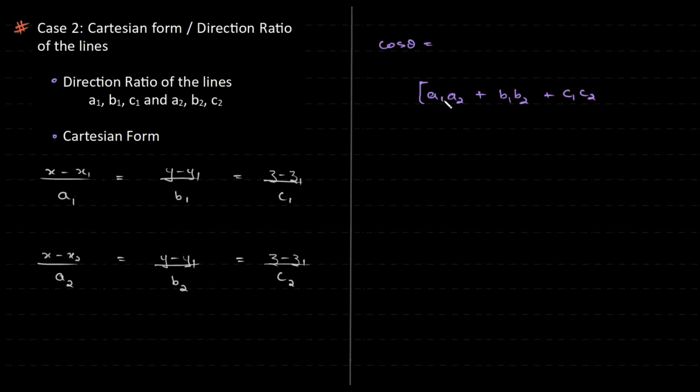Let me write the denominator over here: square root of A1 square plus B1 square plus C1 square, times square root of A2 square plus B2 square plus C2 square. Again, if you're fundamentally strong from the start and learn things properly, then this is very simple. These are the magnitudes, or the lengths, of the lines.